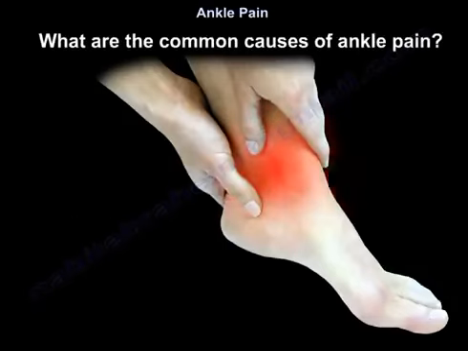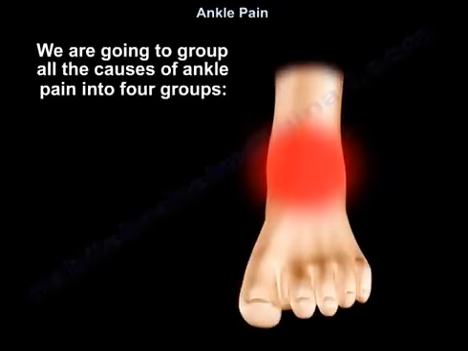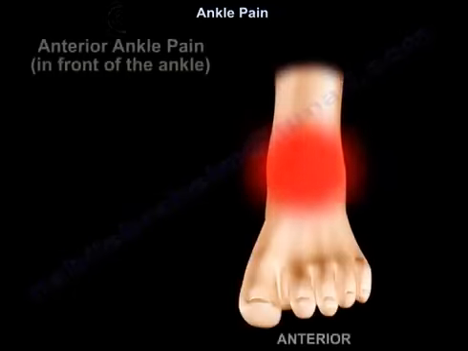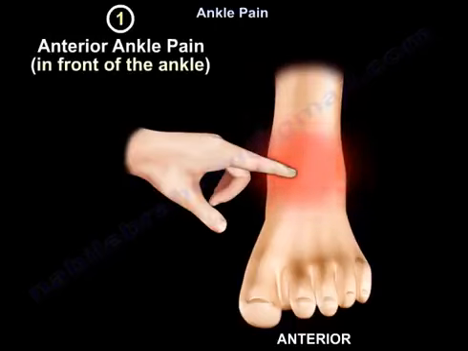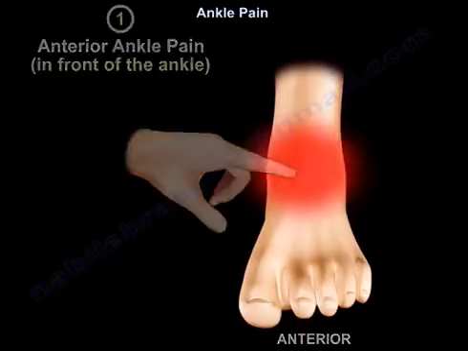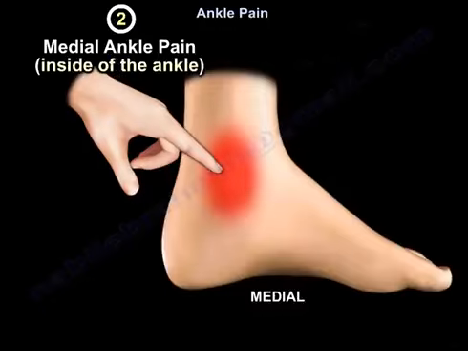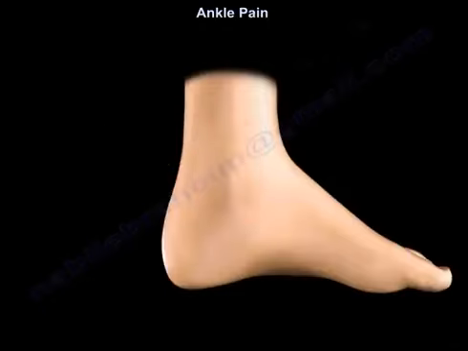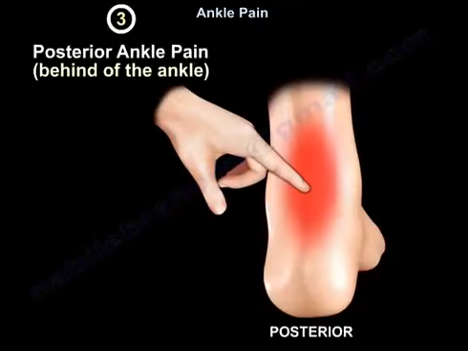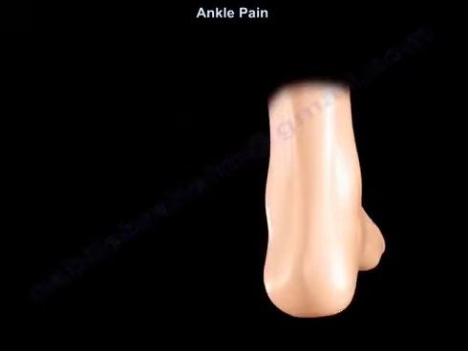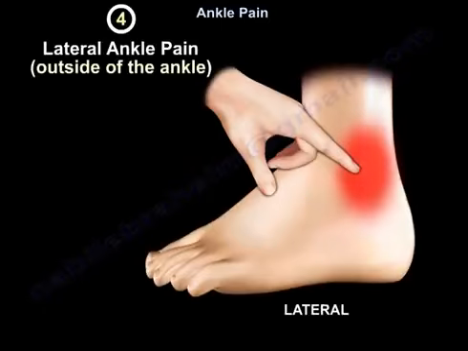So what are the common causes of ankle pain? We're going to group all causes of ankle pain into 4 groups. One group in front of the ankle or anterior to the ankle. The second group medial to the ankle, on the inside of the ankle. The third group behind the ankle or posterior to the ankle. The fourth group is lateral to the ankle, on the outer side of the ankle.